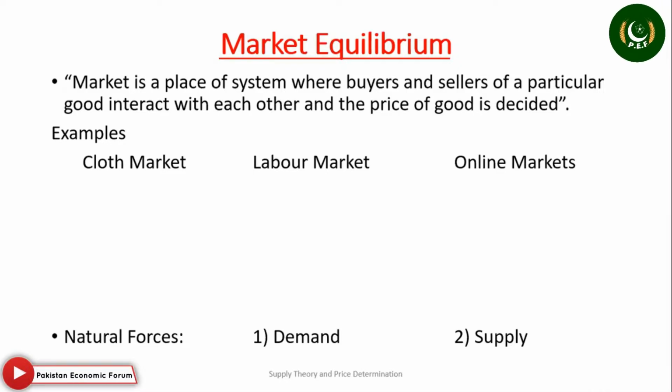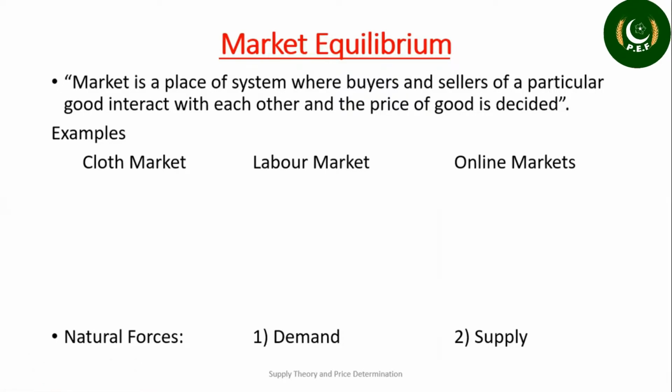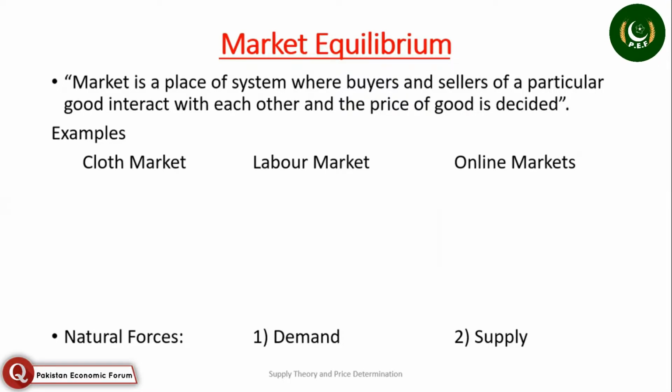The examples are like we go shopping in a cloth market to buy clothes. There are different sellers. There are so many buyers as well. A buyer goes to a shop and interacts with the shopkeeper, who is the seller of the commodity. He negotiates the price and the quantity and the deal is done.